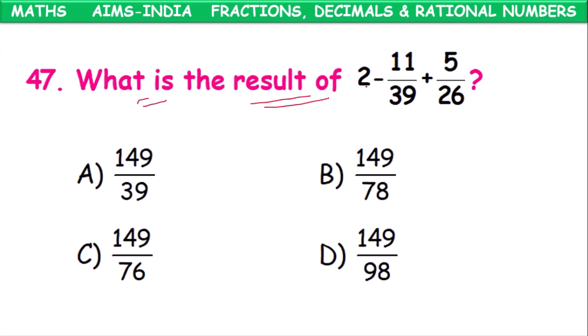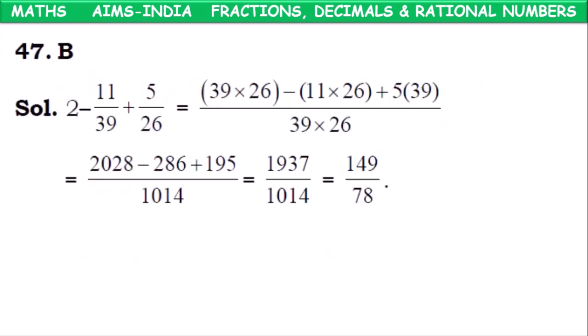So, what is the result of 2 minus 11 by 39 plus 5 by 26? So, 2 minus 11 by 39, plus 5 by 26. LCM is 39 into 26.